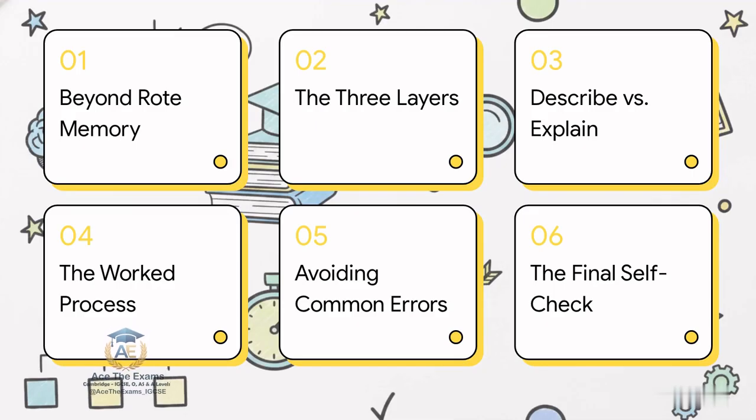We've got 6 key areas. Number 1, moving beyond rote memorization. Number 2, the 3 layers of a perfect answer. Number 3, the battle of describe versus explain. Number 4, the worked process. Number 5, avoiding common errors. And finally, number 6, a brilliant 4-question self-check to make sure you're ready.